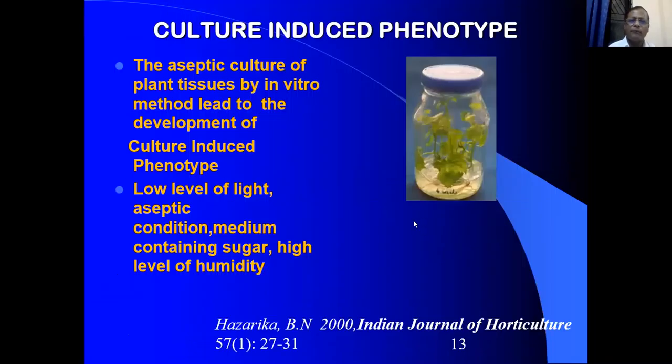For example, you can see that the aseptic culture of plant tissues by the in vitro method leads to the development of the culture-induced phenotype, which is because of the low level of light, the medium containing sugar, and the high level of humidity. So this is how the culture-induced phenotype is formed inside the culture vessel.